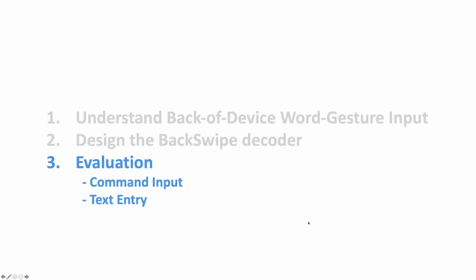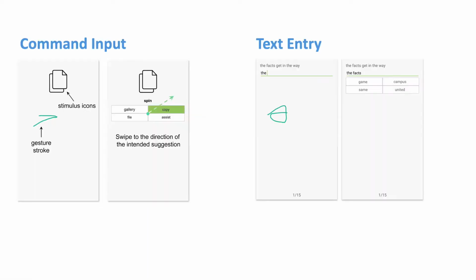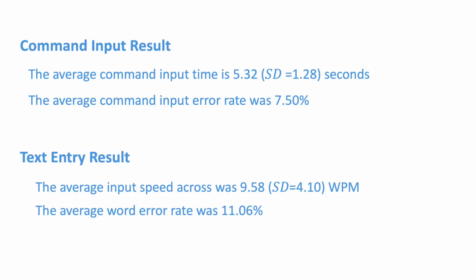Next, we carry out 2 experiments to evaluate BackSwipe for command input and text entry. The result shows that in command input, the average command input time was 5.32, and the average command input error rate was 7.5%. And for the text entry result, the average input speed was 9.58 words per minute, and the average word error rate was around 11%.